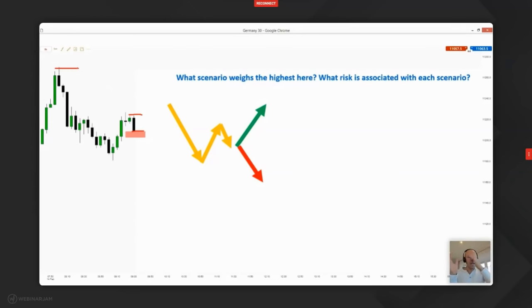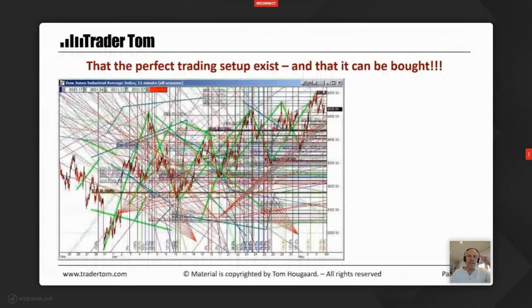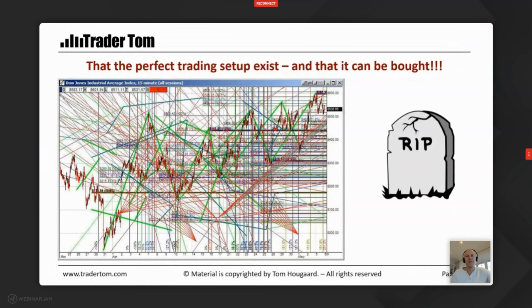This is simply an equation between risk and reward. The bigger you make your stop loss, the smaller the risk of being stopped out, but if you are stopped out, much greater loss. And that, ladies and gentlemen, is something that every single trader will need to embrace every single day. Because I tell you this, to believe that the perfect trading setup exists and that somehow it could be bought from a software package is just a blatant lie. It doesn't exist. There is no such thing as a sure thing.